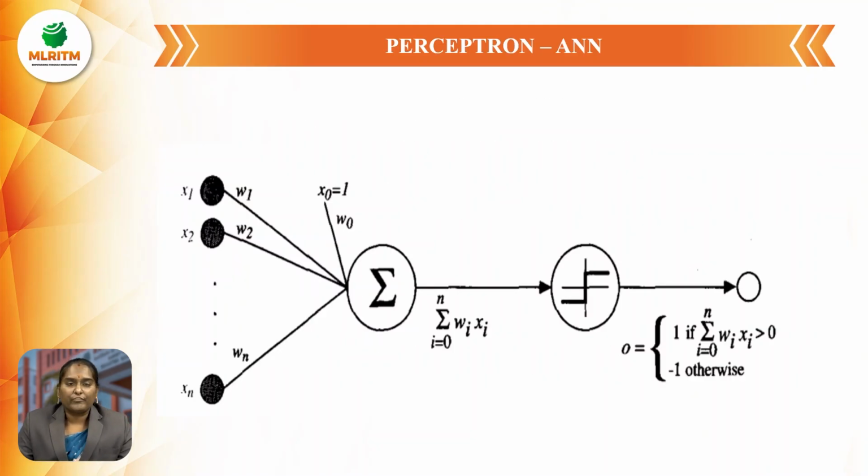So this is the diagram of a perceptron. Here x1, x2 and so on to xn are the input signals. w1, w2 and so on to wn represent the weights. Initially we have to start with w0 and x0. This symbol represents sigma, which is nothing but summation, the summation of the input signals and weights. And this one is the activation. The activation takes the input from the input signals and produces the output. So here O is the output: 1 if the summation over i equal to 0 to n of wi xi is greater than 0, and -1 otherwise.